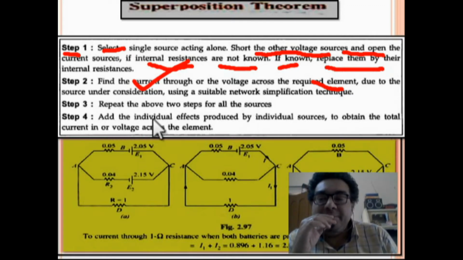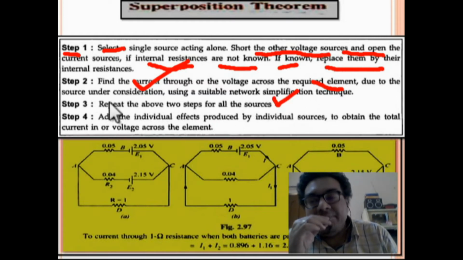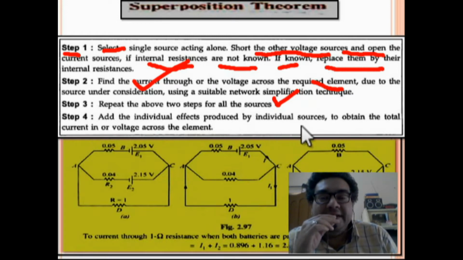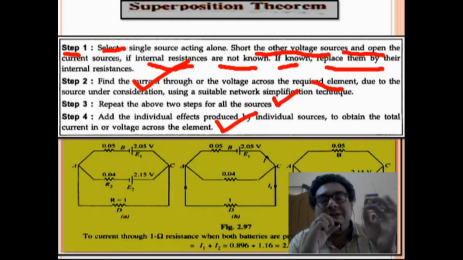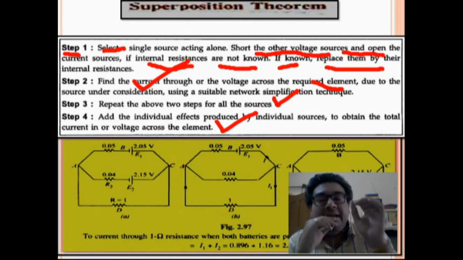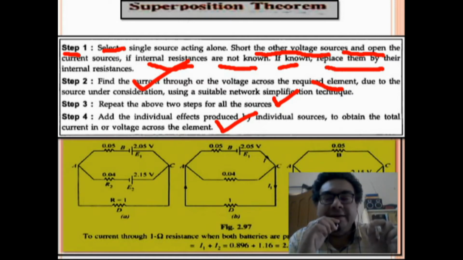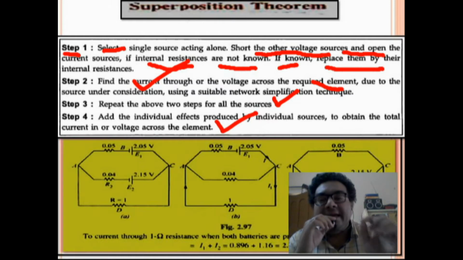Step number 3 is repeat the above 2 steps for all the sources. And the fourth step, add the individual effects produced by individual sources to obtain the total current in or voltage across the element. And in the end guys, the result you get, depending upon the direction of current, you have to add, take the algebraic sum of the currents.